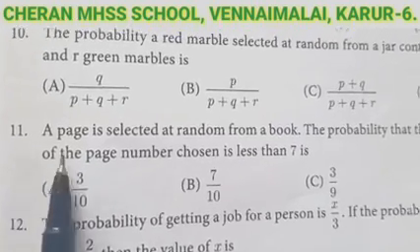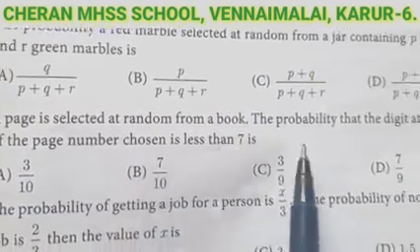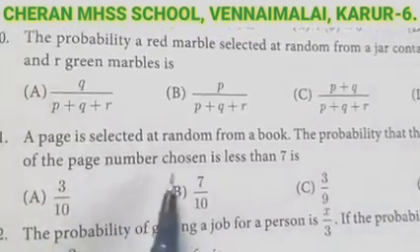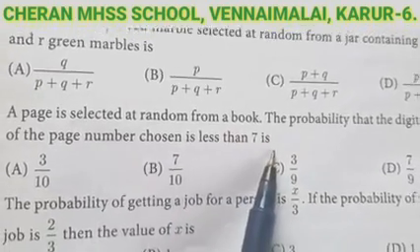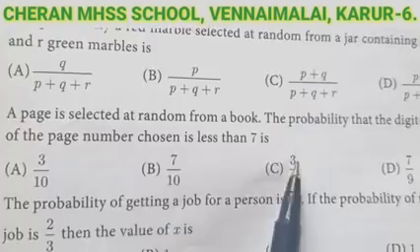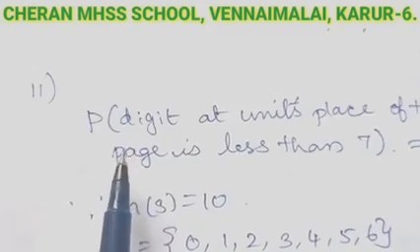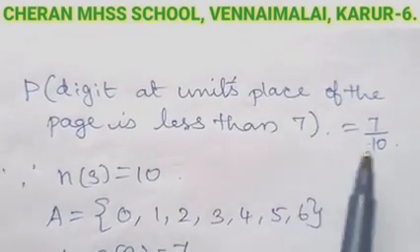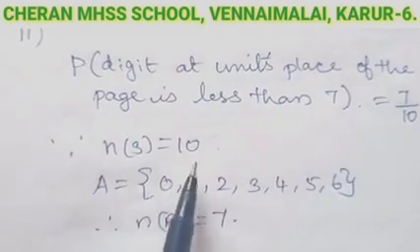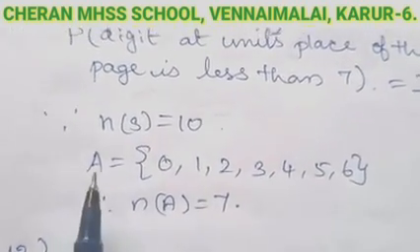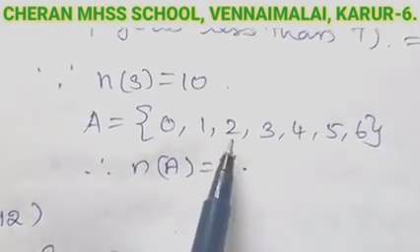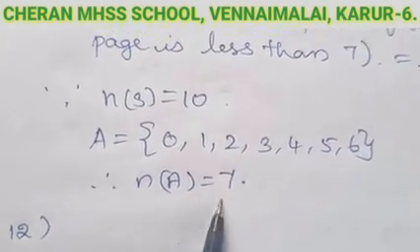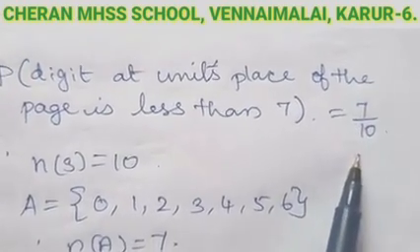Sum number 11. A page is selected at random from a book. The probability that the digit at the unit place of the page number chosen is less than 7 is: 3 by 10, 7 by 10, 3 by 9, 7 by 9. The probability of the digit at the unit place being less than 7 is 7 by 10. n of S is the total number of digits, 10. A is less than 7, meaning 0, 1, 2, 3, 4, 5, 6. So there are 7, n of A is 7. So the answer is 7 by 10.